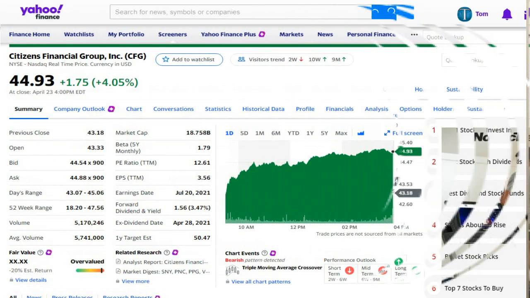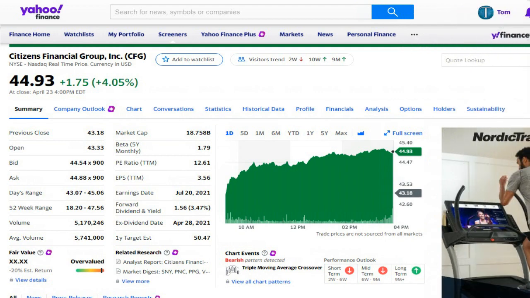We shall see, and we'll go to the next stock, which is Citizens Financial Group Incorporated. CFG is the symbol. $44.93 was the closing price on Friday, up 4% for that particular day. And so something is happening. They had some sort of surprise that pushed the stock upward a lot.